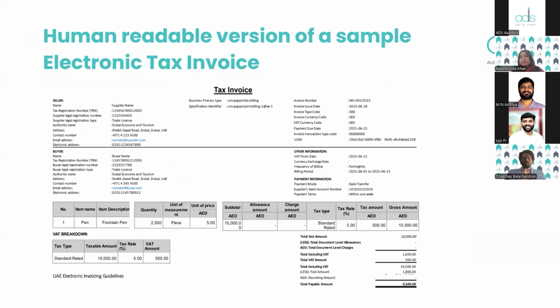Here is just a brief to understand what a human-readable version of a sample electronic invoice looks like. If you can see on the screen, we have seller details, we have buyer details, we have item details, we have VAT breakdown. So this is the detail of the mandatory fields which should be there when issuing an electronic invoice.